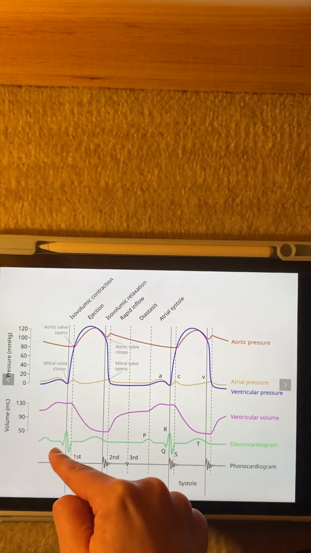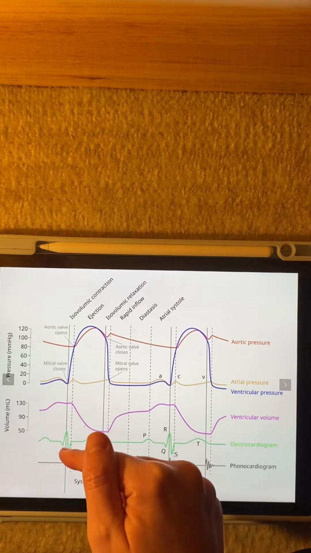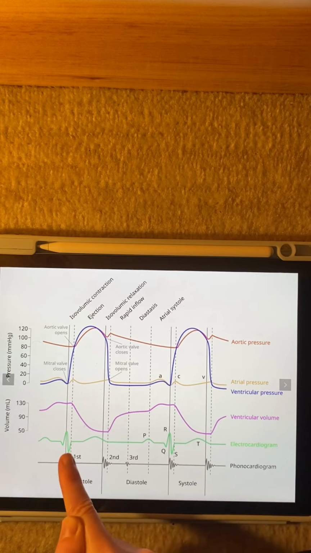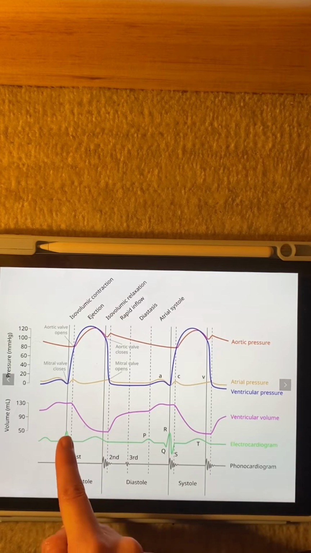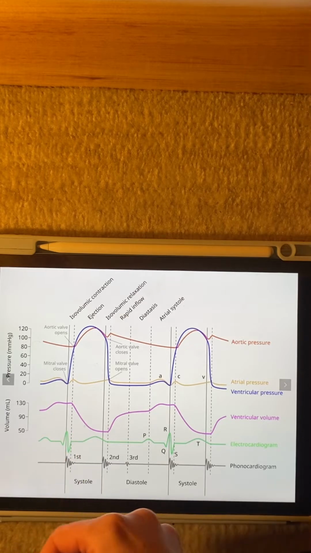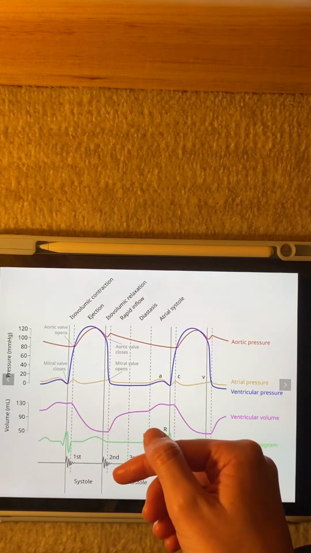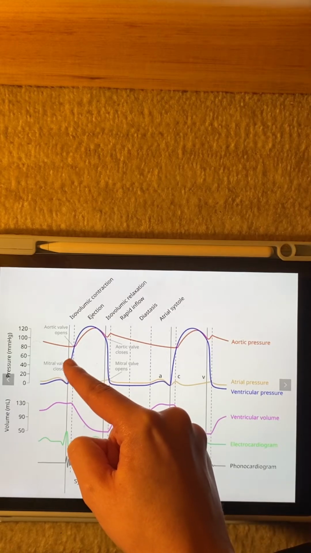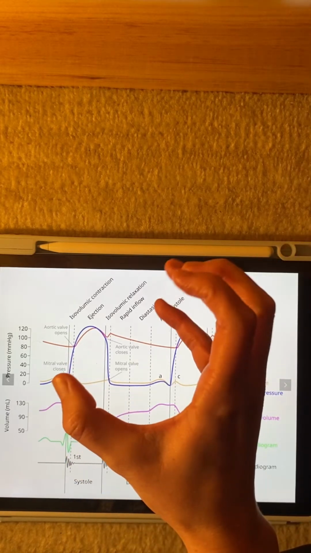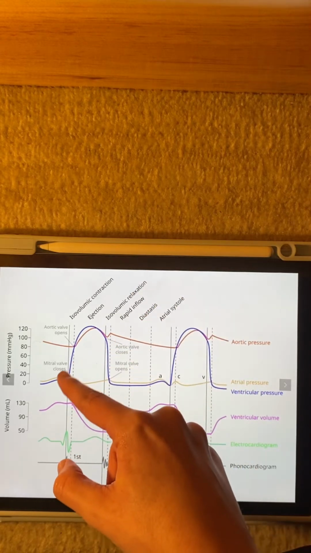From there, the AV node sends that electrical signal, or depolarization, to the bundle of His, down the right and left bundle branches, and then to the Purkinje fibers, which depolarizes our ventricles. We can see all of this reflected in our QRS complex right here on our EKG line. Shortly after ventricular depolarization, we start to get ventricular contraction. We can see that ventricular contraction is occurring through this increase in ventricular pressure here. We are squeezing down on our ventricles with that contraction.